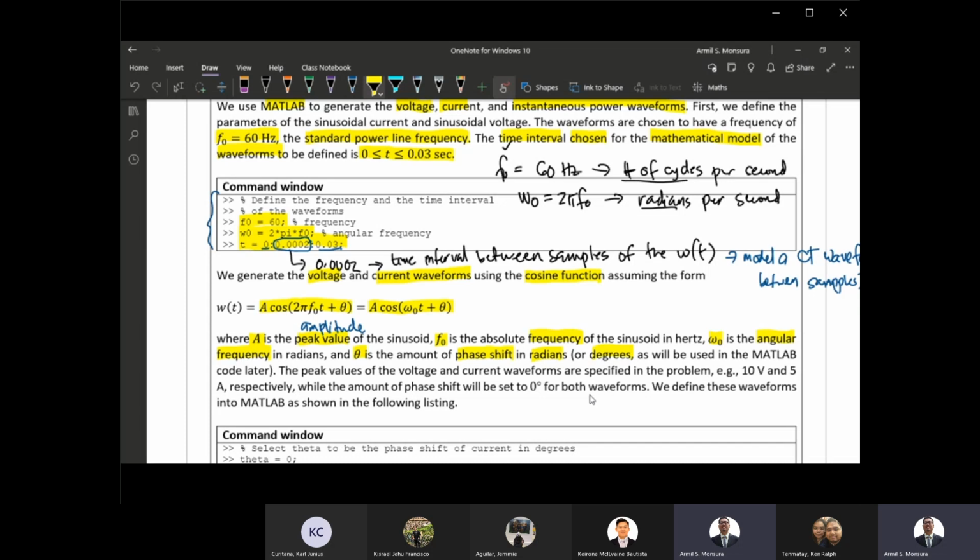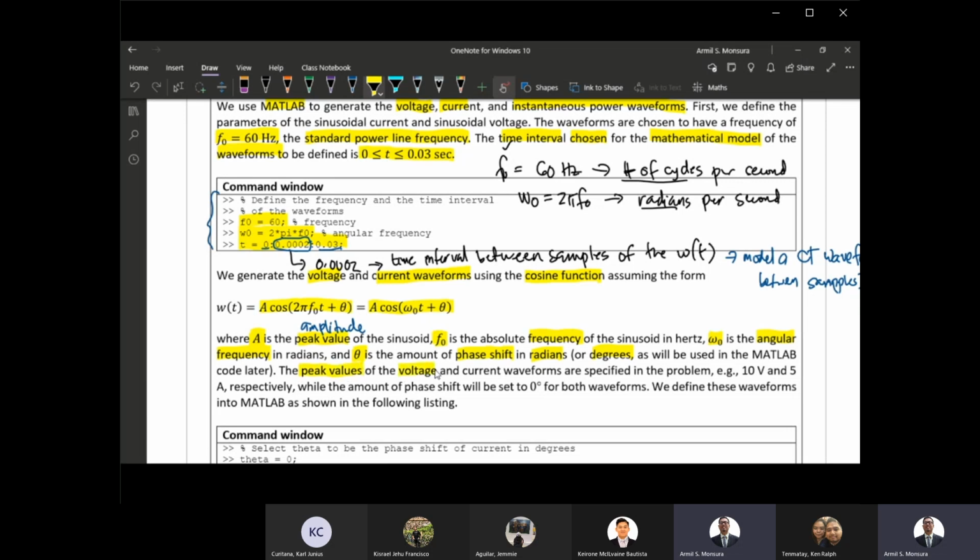Normally, we can specify the phase shift in radians. Kaya lang, minsan mas intuitive sa atin yung degrees. So in most cases that we will consider here, we will consider this phase shift to be in degrees instead of in radians. So yun na yung mga complete parameters ng ating waveforms: the amplitude, either the frequency or the angular frequency, and the phase shift.